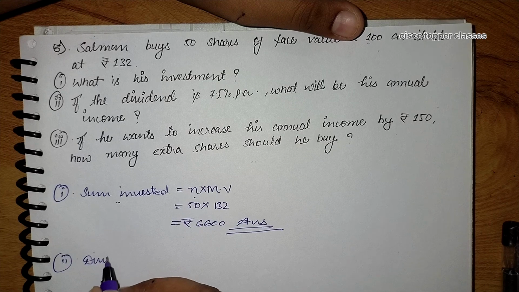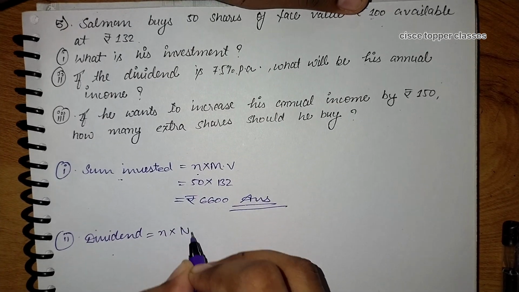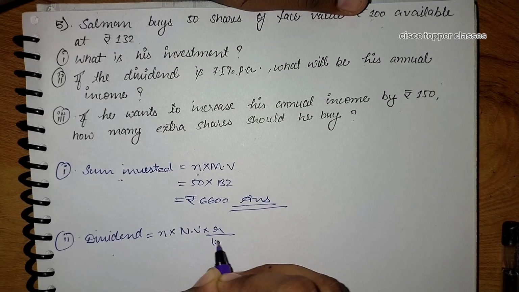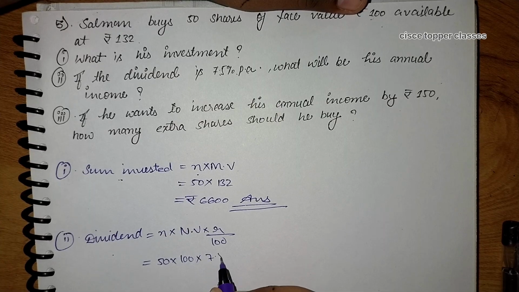So total dividend we have to find here. So dividend will be number of shares into nominal value into rate of dividend divided by 100. We will put all the values. N is 50 here. Nominal value is 100 given to us. Rate is 7.5 divided by 100. This will be cancelled out.